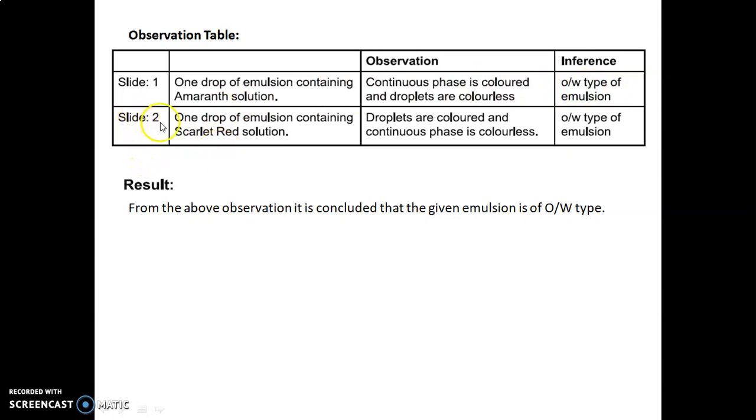In slide 2, the second measuring cylinder, 1 drop of emulsion containing scarlet red solution, in this case we observed the droplets are colored and the continuous phase is colorless. So the inference is, this is O/W type of emulsion, that is oil in water, in which oil is the internal phase while water acts as the external phase. So from the above observations, it is concluded that the given emulsion is O/W type of emulsion, that is oil in water, in which the oil is the internal phase while water acts as the external phase. Thank you.